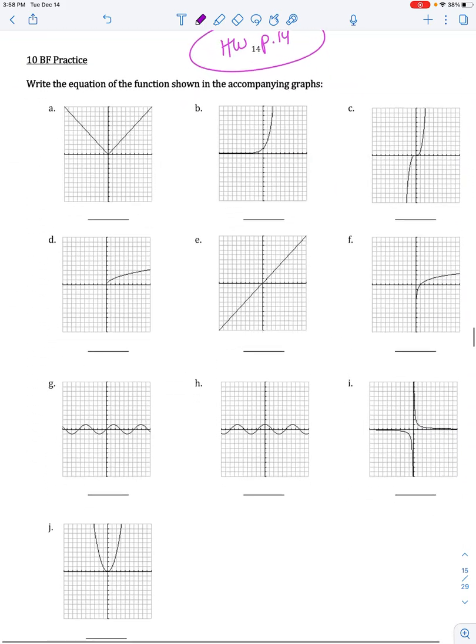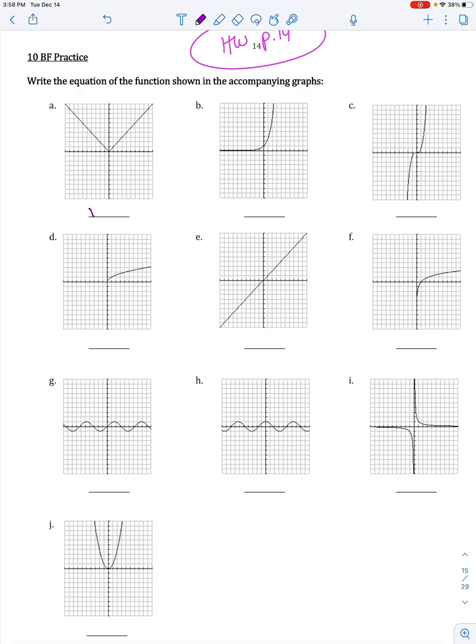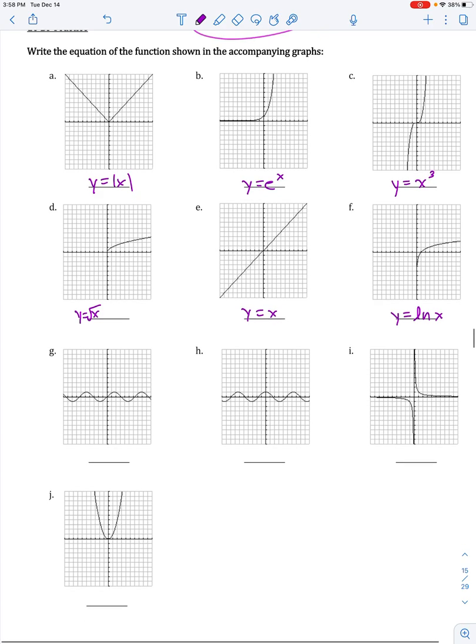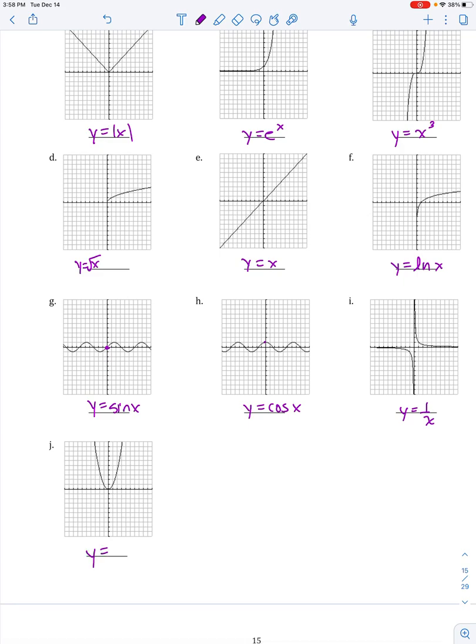Okay, you also did page 14 already, so I'll just quickly give you the answers to this. This is absolute value of x. This is y equals e to the x, exponential graph. This is y equals x to the third. This is y equals the square root of x. This is y equals x. This is y equals the natural log of x. This one's sine because it's at 0, 0. And this one's cosine because it's at 0, 1. This is the hyperbola 1 over x. And this, of course, is x squared.